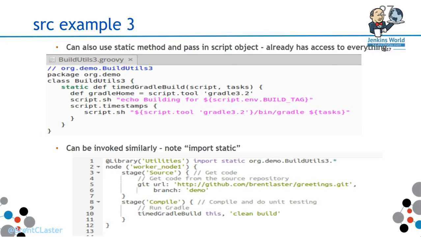Example number 3 here, I can also create a static method and pass in a pointer to the script object. This already has access to everything. Notice that this is a static one here, static timegradle build in there. What we're doing is using script.sh, meaning our script object that we passed in from our calling pipeline, then the shell step out of that, and then the timestamp step out of that. So similar sort of thing, just make sure if you use this form, you import it static. Notice the @library utilities import static there on the first line.